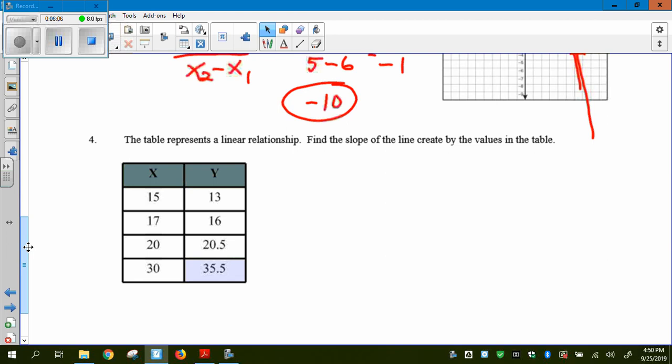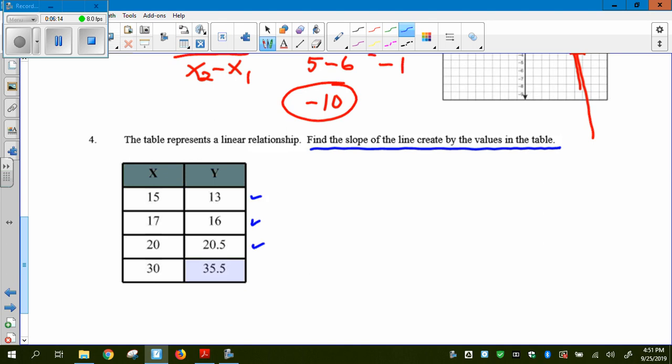We want to find the slope of the line created by the values in the table. Now remember that if we graph these points, all 4 of these points, since it's linear, they would line up. So we really just need a rise and a run. And the way you can get a rise and a run is, like we did in the other one, subtract 2 y's to get the rise, subtract 2 x's to get the run.